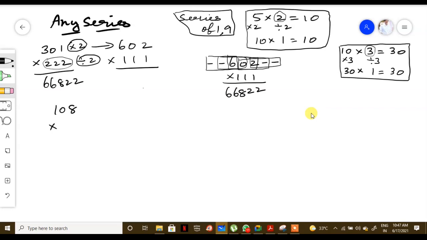Like this you can go for the next sum here: 108 into 333. I go for the next example. The next example is here, we have to change this 333 into 111, correct?